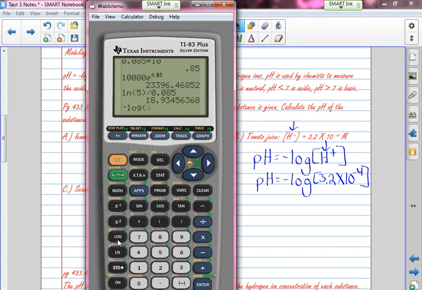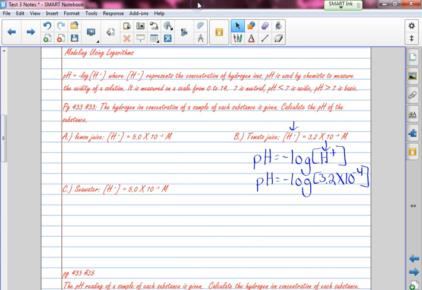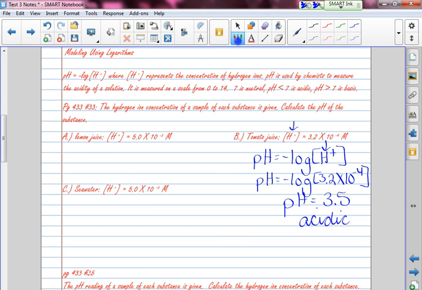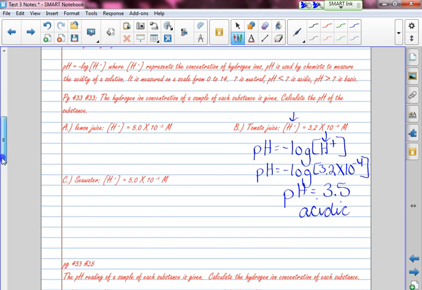Negative log of 3.2, and to get that times 10 to the negative 4, you press second comma, and that gives you an E, negative 4. That means 3.2 times 10 to the negative 4. This is the way that you need to put it in there. You'll be practicing in class. Enter, and the pH is 3.5. And because this pH is less than 7, it's acidic. That will be the only example of that kind I do on the video. I'll do more in class.